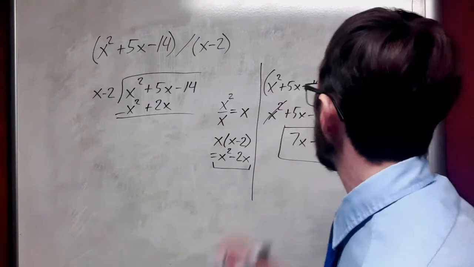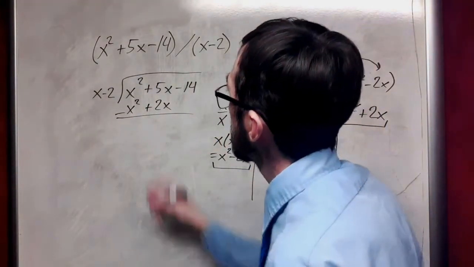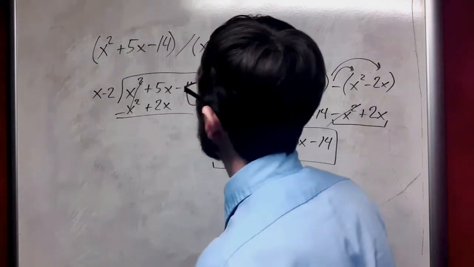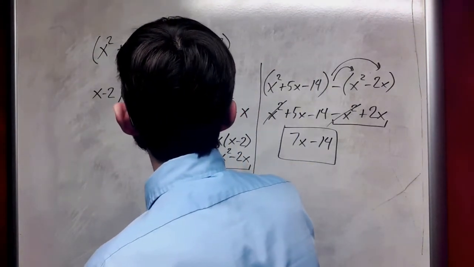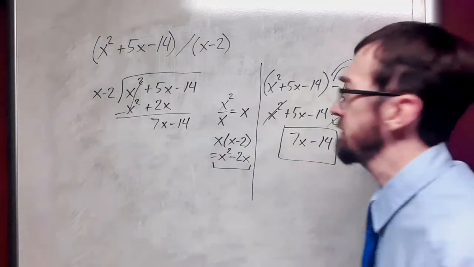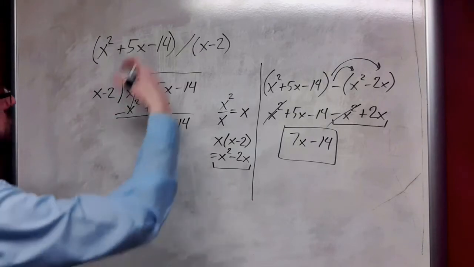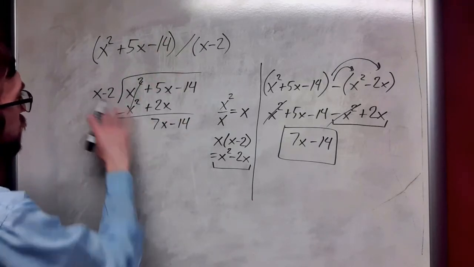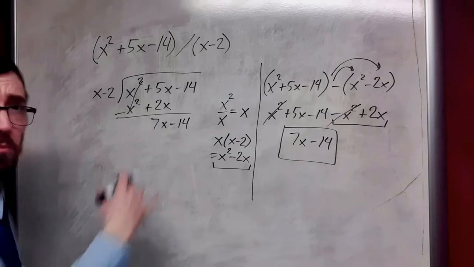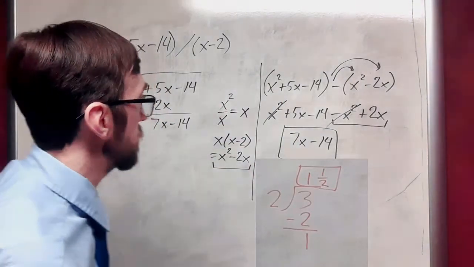So, at this point, we are doing what we did here. We're gathering the like terms. We're simplifying this. These terms are going to 0. We end up with 7x, and we're subtracting 14. This is what we got over here. Now, if this term can divide into here, we continue the process. If this term will not divide into here, that will be our remainder, just like in our elementary example.